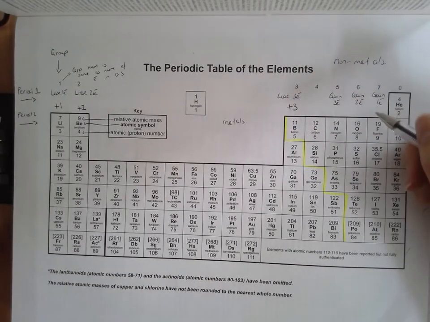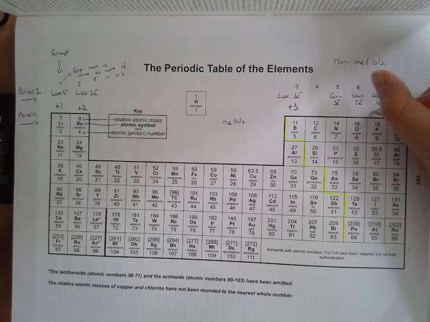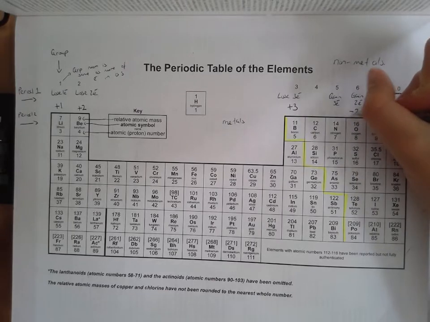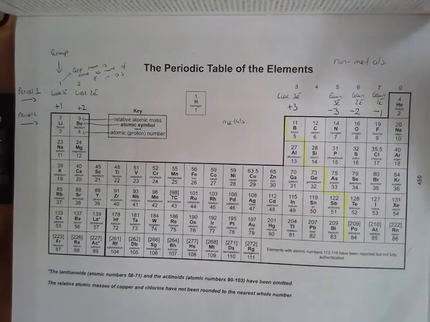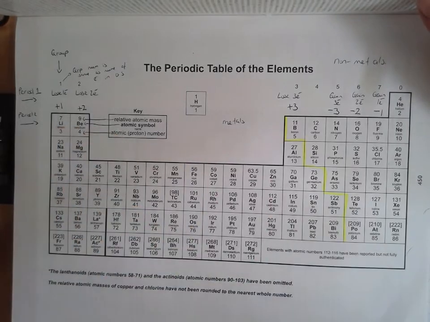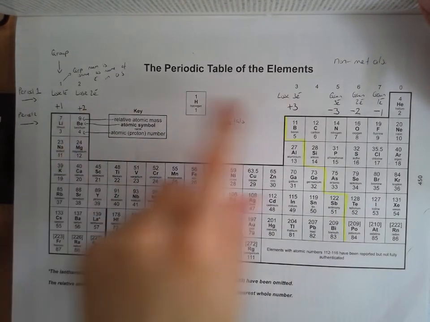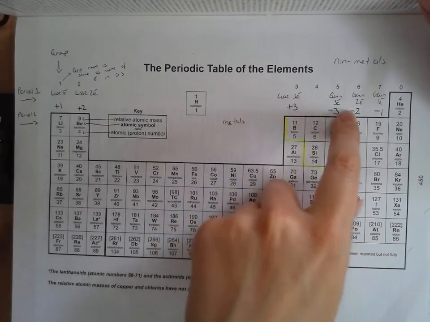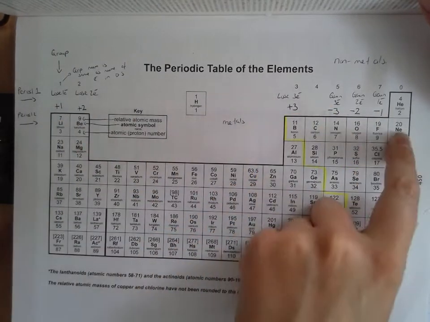Okay, my non-metals, they gain 1 electron, they have a -1 charge, gaining 2 is -2, gaining 3 is -3. Those charges are so important. Please put them on your periodic table at the start. You're just going 1, 2, 3, skip group 4, 3, 2, 1. Plus and then minus, okay?